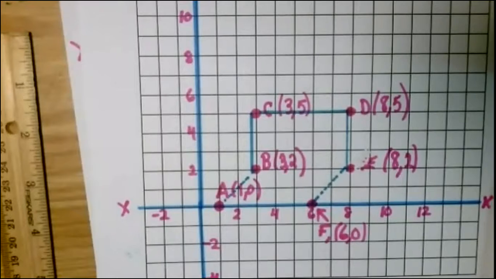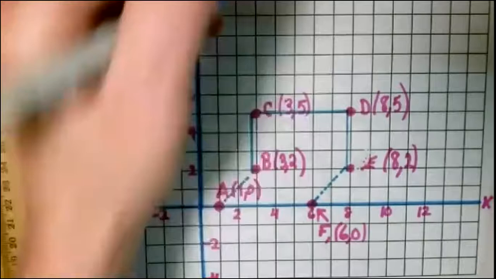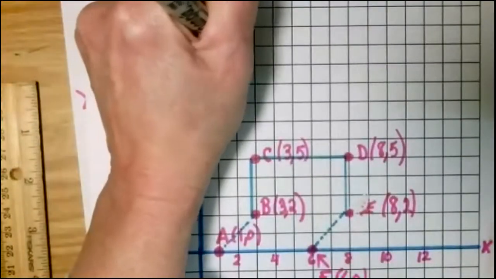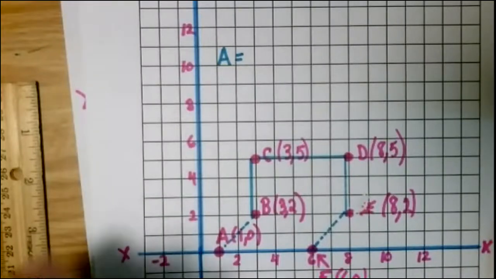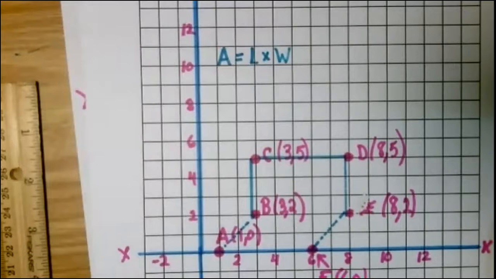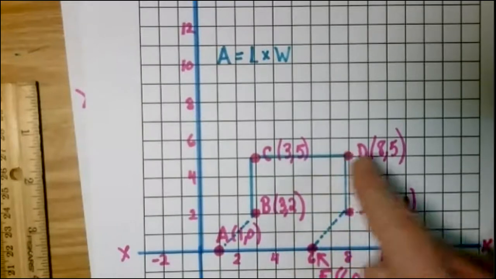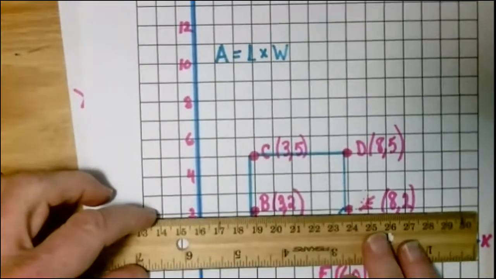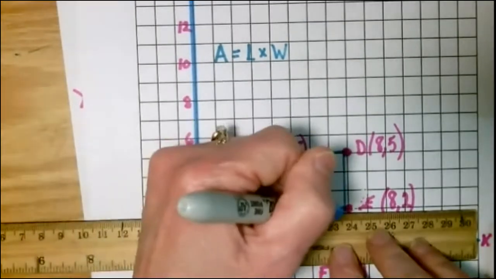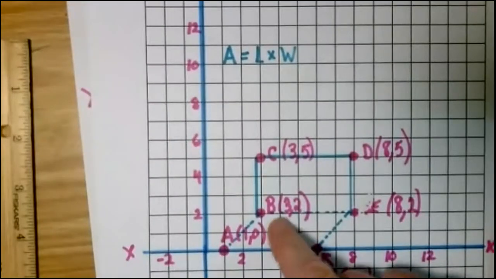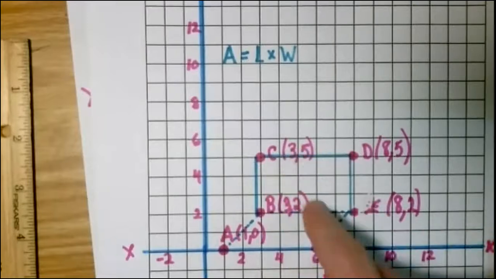So the first step is to find the area of the rectangle. The area of a rectangle is equal to base times height, or length times width, right? So what is our length? What is our width? We have to figure that out, don't we? So I'm going to put another little dashed line in here. Now let's see, what is this length or this length? They're the same because it's a rectangle.